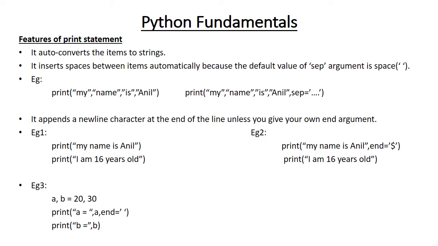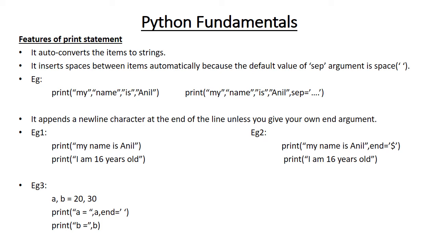It appends a new line character at the end of the line unless you give your own end argument. For example, example number 1: print('my name is Anil'), and below that print('I am 16 years old'). What will be the output? It will print: my name is Anil, that's the very first line. In the next line, I am 16 years old.